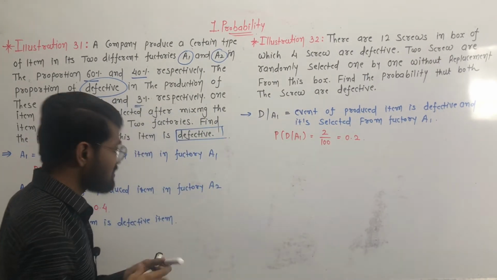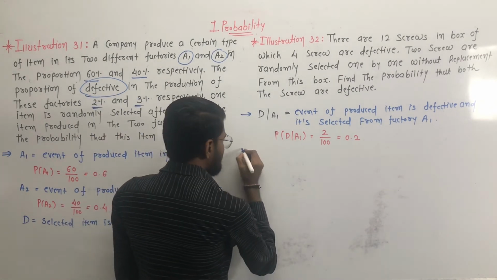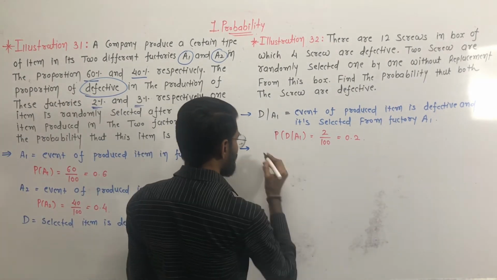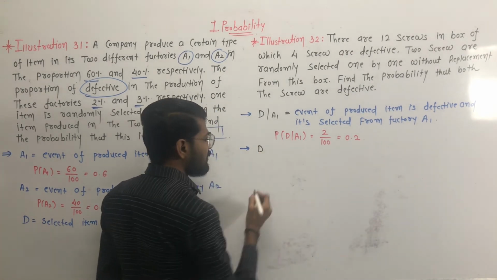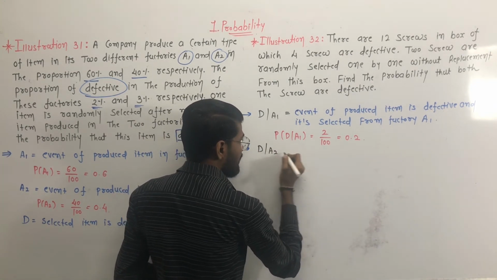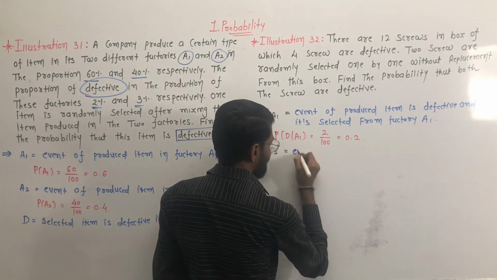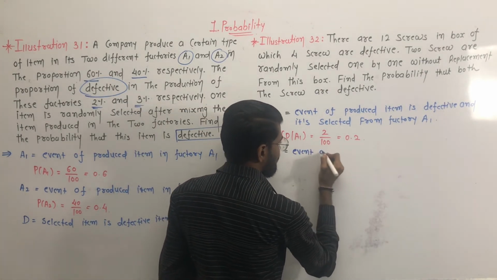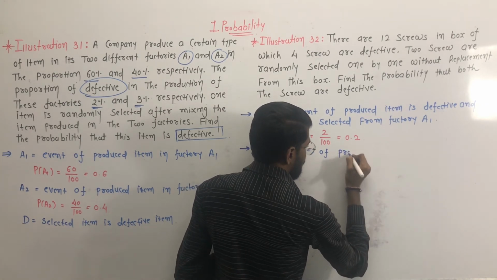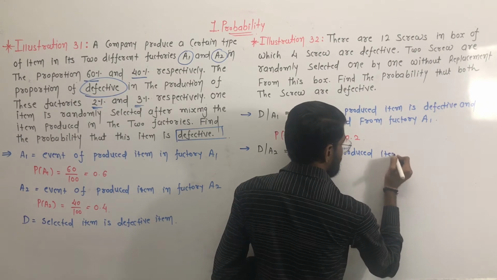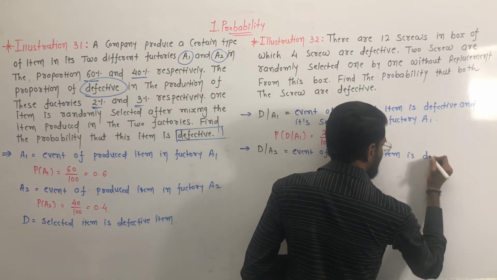Now same as that, we can select a defective item from factory A2 also. So we have to write the defective item conditional on event A2, and this event is called the event of the produced item being defective.